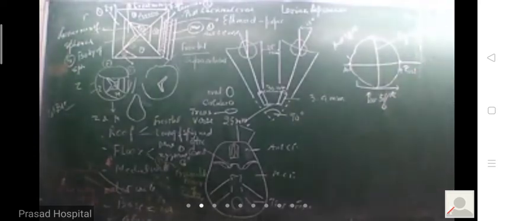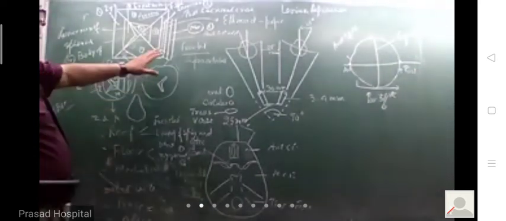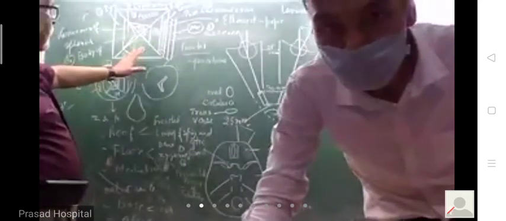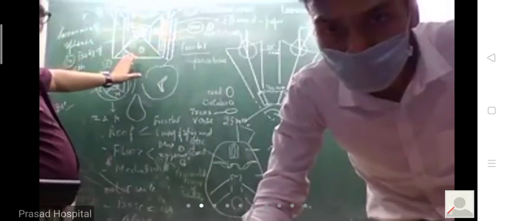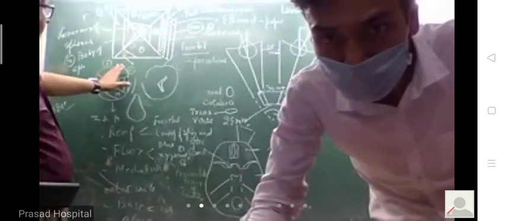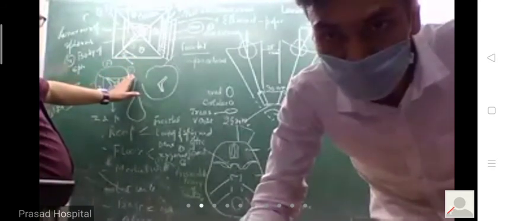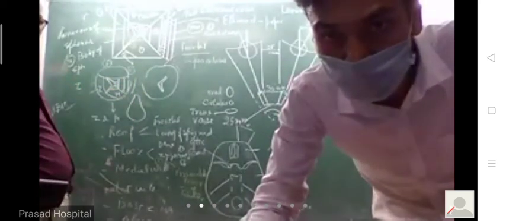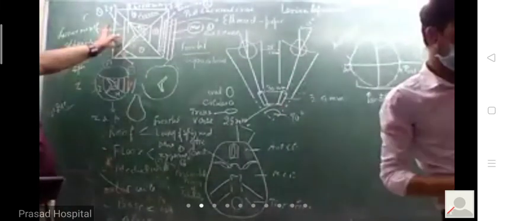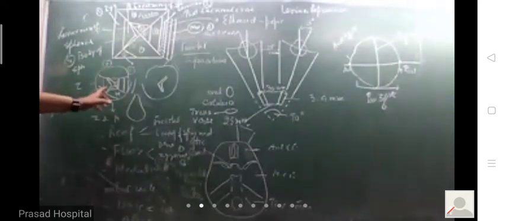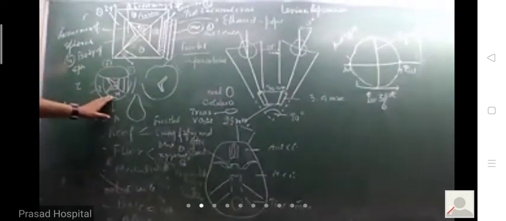Yeah, okay. So I'll repeat that I was talking about the walls of the orbit. You can see this is the bony orbit wherein you have a roof, a floor, a medial wall and a lateral wall.